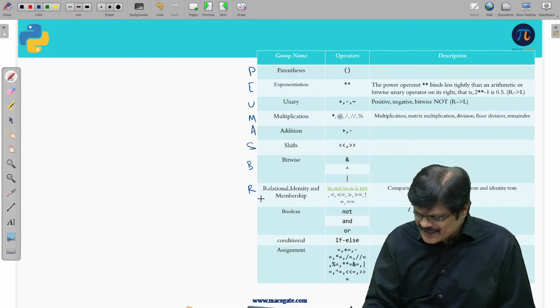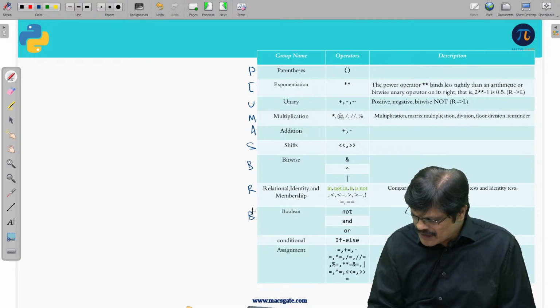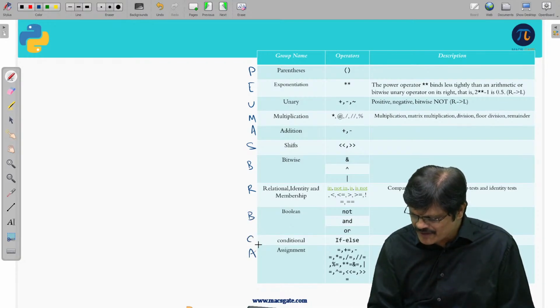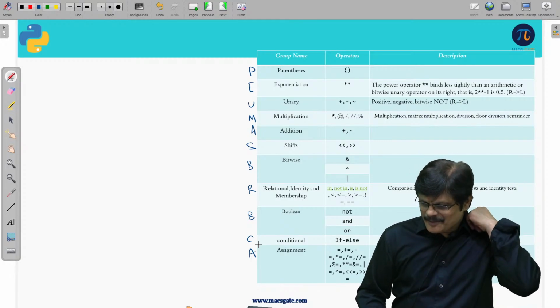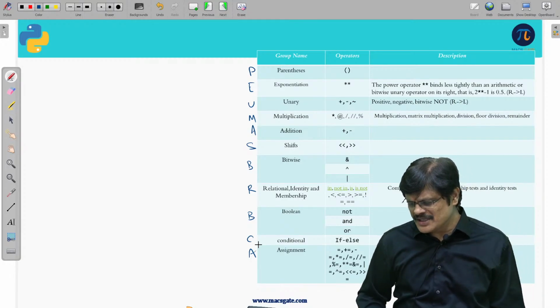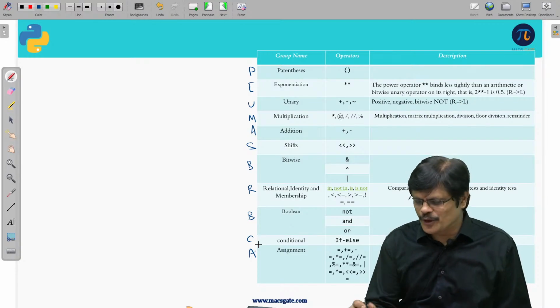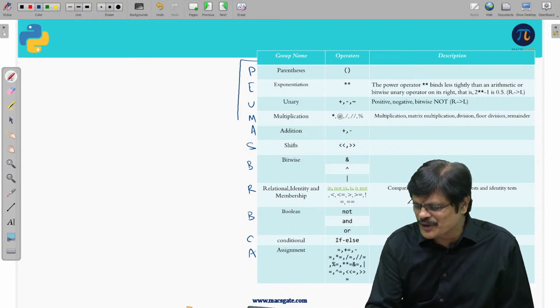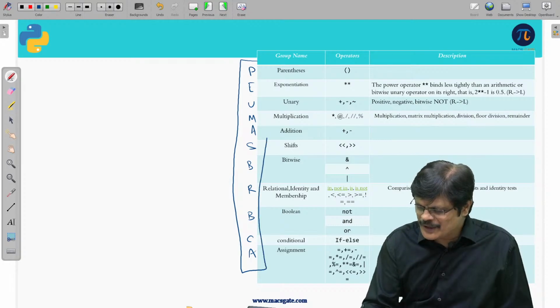But here, this is the ordering, sir. I don't know, if you want you can try some mnemonic for this. PE UMA SBR BC. I don't know how you read it. You try to create some mnemonic from this, sir, if you like.